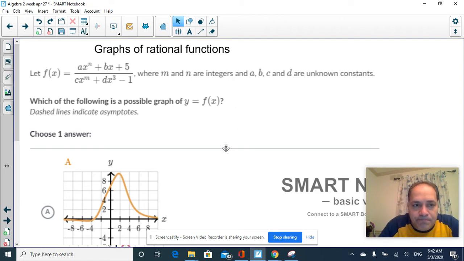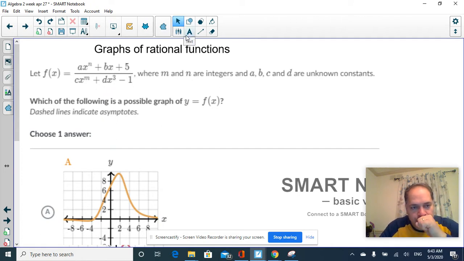If we are able to, we can use a vertical asymptote. If we have choices, we can factor the denominator. Also, we can use the point of intersection with the y-axis. Look at this question: we have ax^n + bx + 5 in the numerator, and cx^n + dx^3 - 1 in the denominator.